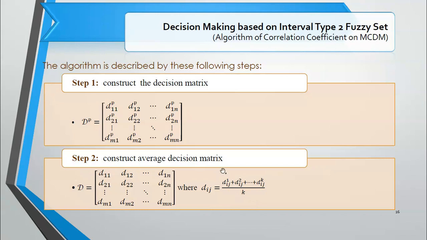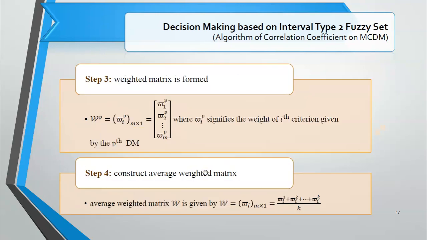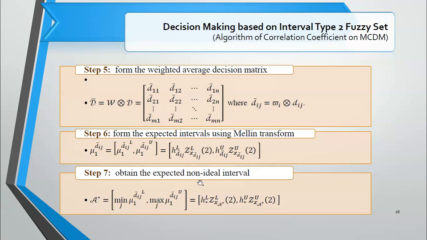Now, the algorithm is described by the following steps. First of all, we construct the pth decision matrix based on the performance values of the alternatives. Next, we calculate the average decision matrix, which is obtained by the average of all decision matrices. Then we construct the weighted matrix for the pth decision maker for the attributes. Next step, we find the average of the weighted matrix. Then the weighted average decision matrix is formed using the average decision matrix and the average weighted matrix.